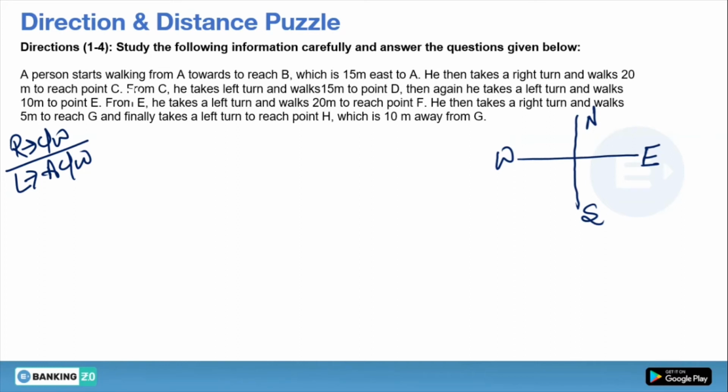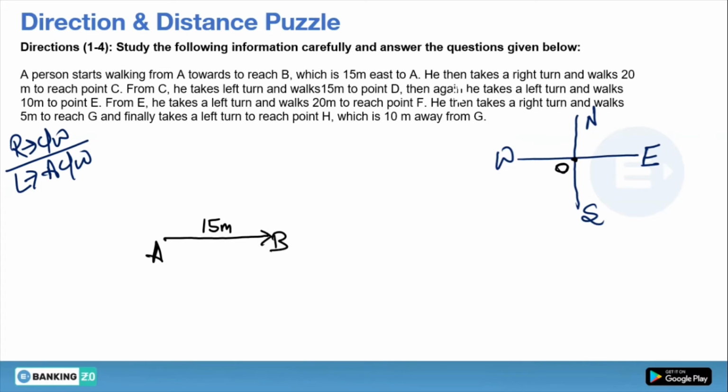A person starts walking from A towards B, which is 15 meter east to A. So B is 15 meter east to A. Suppose A is over here, and east is this side. We know that you have to assume every person at the origin only. This is your origin point. If point A is at origin, then east will be this side only. So B is 15 meter east to A.